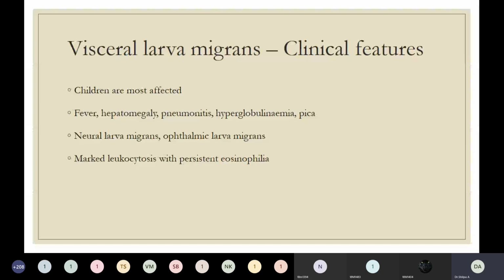Here we can see marked leukocytosis with persistent eosinophilia. Again, this is a classical differentiation between cutaneous larva migrans and visceral larva migrans. In cutaneous, you probably might not see eosinophilia, whereas in visceral larva migrans, it is one of the characteristic features. You will have persistent eosinophilia.